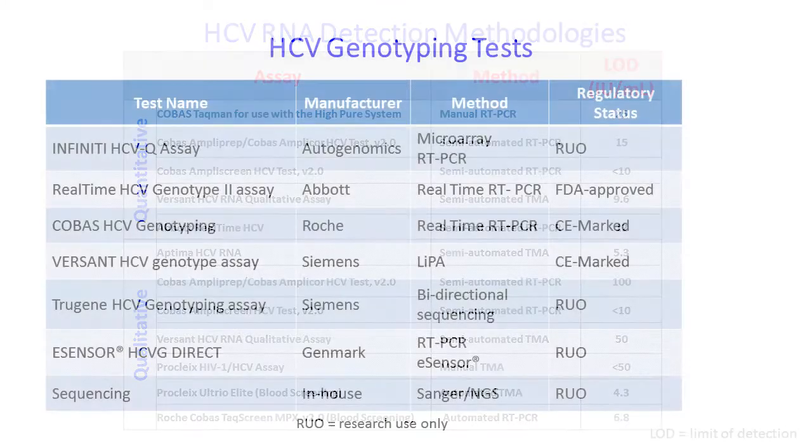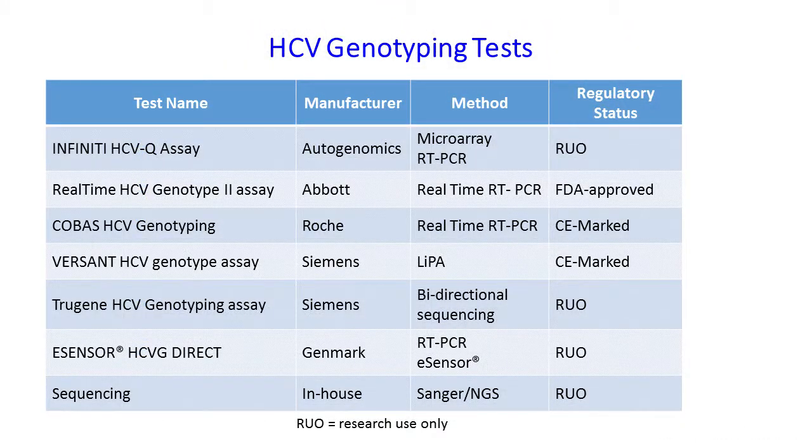but these do not have a diagnostic label. There are a few genotyping assays that are available, although most are not FDA approved for use in the United States. With the advent of the near pan-genotypic DAAs, there has been less focus on the need to genotype. However, even with the pan-genotypic DAAs, there are some differences in response to therapy for certain rare genotypes.